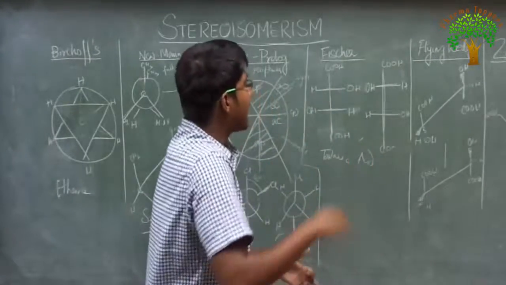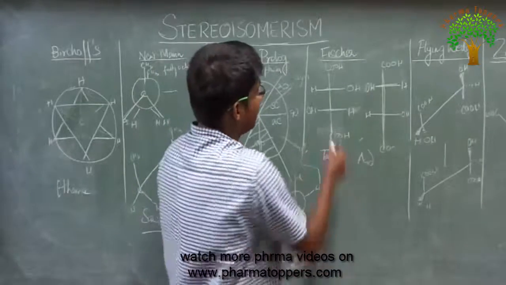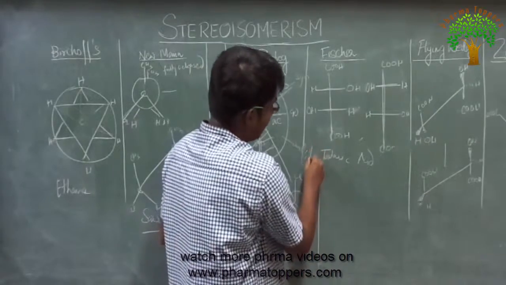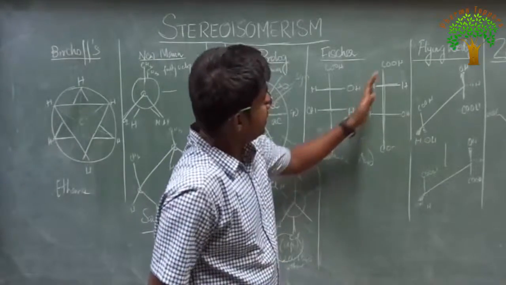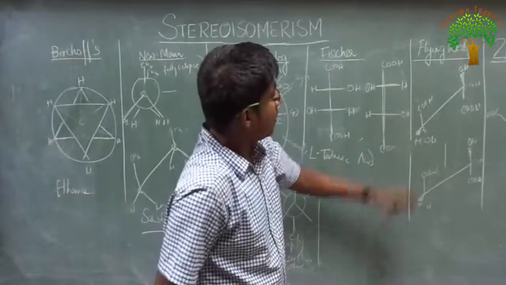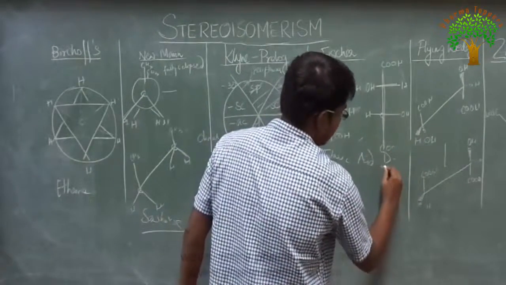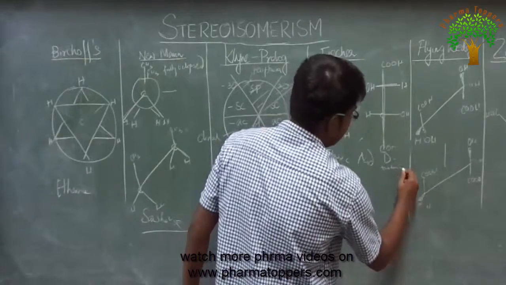Now, just a quick recap of what we already studied. This penultimate carbon is having an OH on the left, so this is definitely, we already studied, L-tartaric acid. And where this penultimate carbon has the OH on the right, this is capital D tartaric acid.